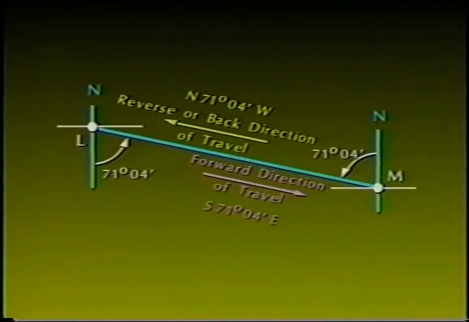In this sketch, the line L to M has a forward bearing of south 71 04 east. Reversing the bearing, the same line has a back bearing of north 71 04 west. When computing angles from adjacent bearings, the surveyor must routinely reverse bearings as computations proceed around and along a figure.